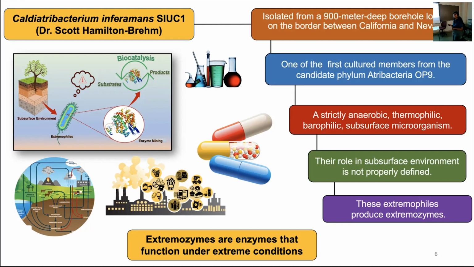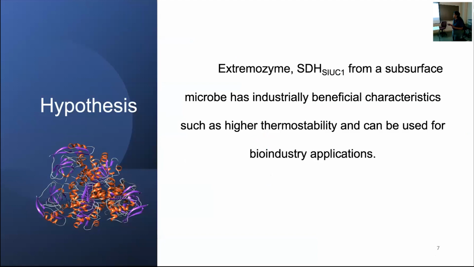As they live in subsurface environments, they may produce extremozymes, I would say, enzymes that can thrive under harsh conditions like higher temperature. So these extremozymes are important. Based on this, we developed a hypothesis for this study. We hypothesized that SDH-SIUC1, which comes from a subsurface bacterium, has industrially beneficial characteristics such as higher thermostability and can be used for bioindustry applications.